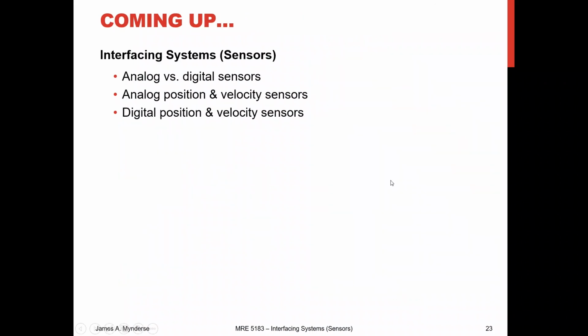So we will jump to the next video where we're going to go through analog and digital types of sensors, and we're going to look specifically at position and velocity measurements.